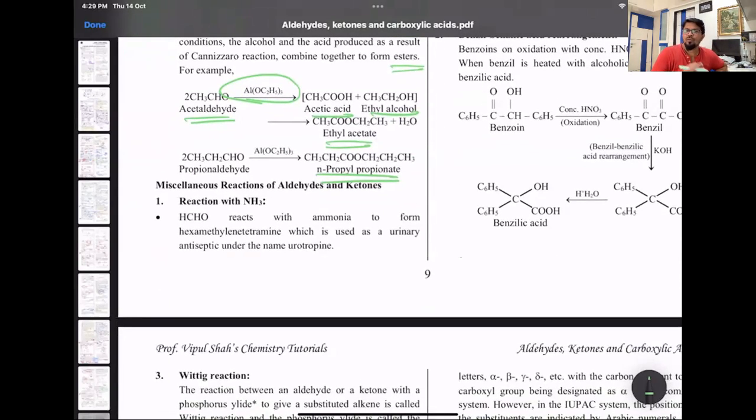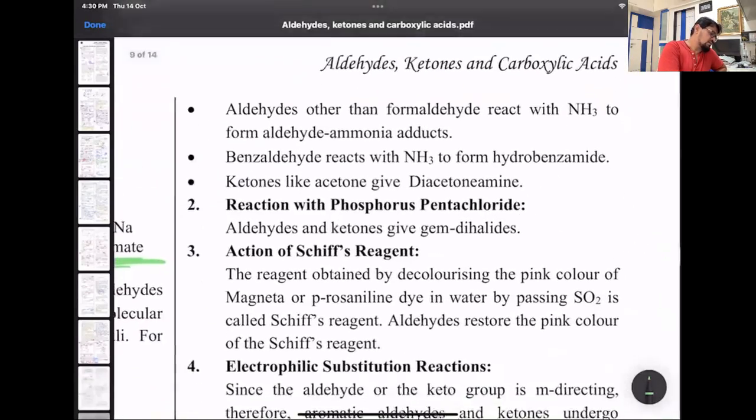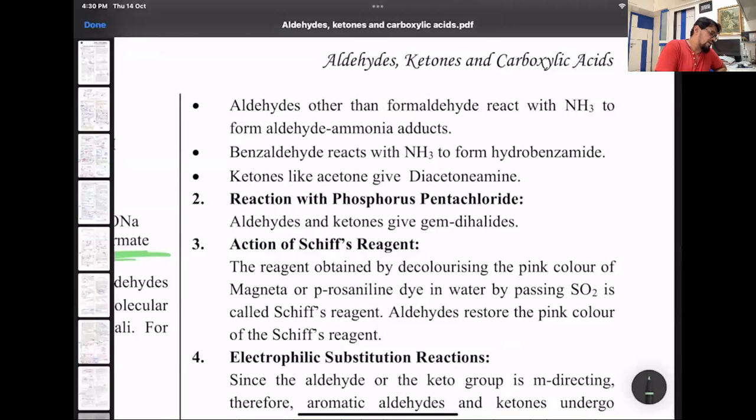Reaction with ammonia. With ammonia, we have different products, right? For example, formaldehyde reacts with ammonia to form hexamethylene tetramine. That's called urotropin. Remember, we discussed this: (CH2)6N4, an internal urinary antiseptic. That's urotropin. Then, aldehydes other than formaldehyde react with ammonia to form aldehyde ammonia, like acetaldehyde plus ammonia gives you acetaldehyde ammonia, which forms a heterocyclic trimer.